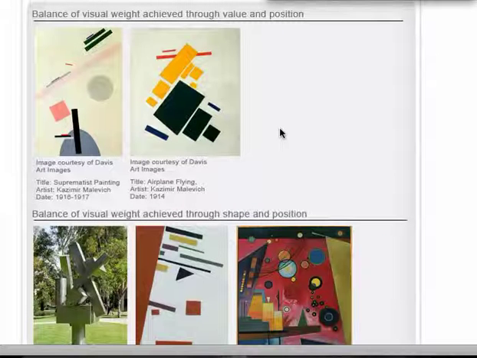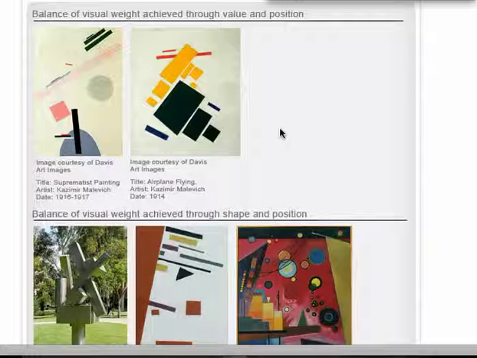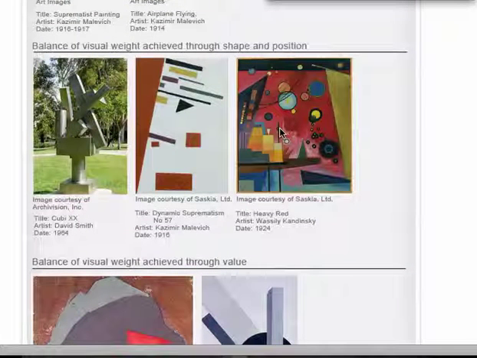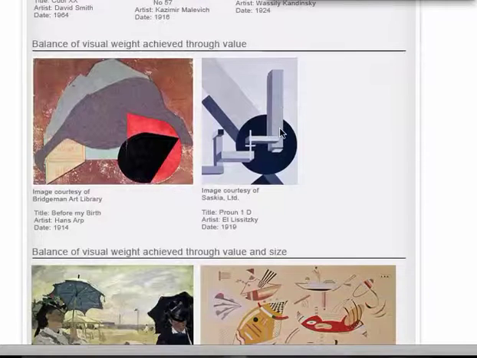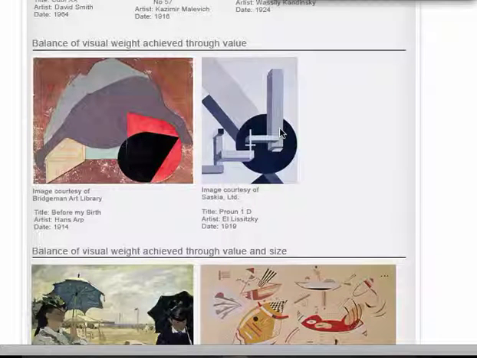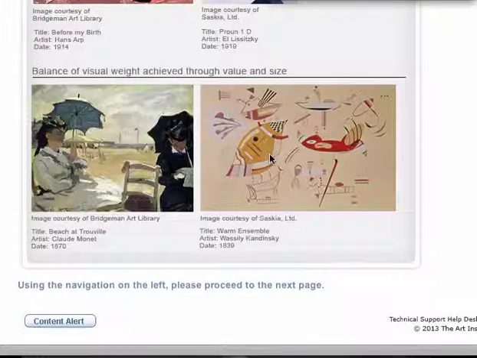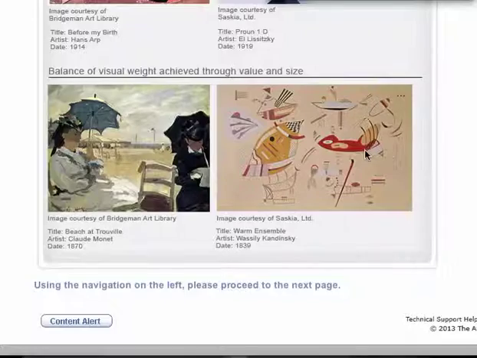Here's a balance of visual weight achieved through value and position. Same, shape and position. Value. So the dark shapes are going to the bottom in both of these. Here through value and size.